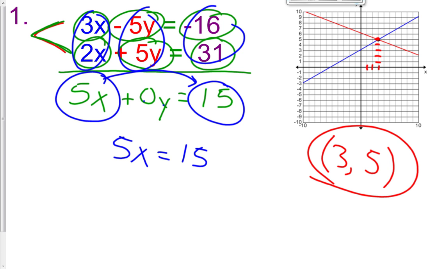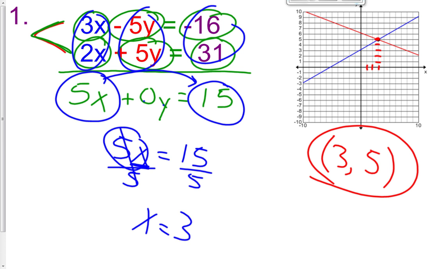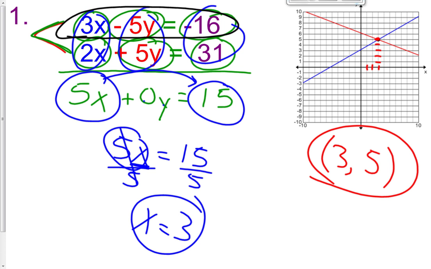If 5x equals 15, I can divide both sides by 5 to get x all by itself. So x is 15 divided by 5, which is 3. x equals 3. You can see in the third bullet point on your notes that it says, now plug that solution into any of the equations and solve for the opposite variable. So it doesn't matter. You can put it in for this one, or you can put it in for this one. It really doesn't matter.